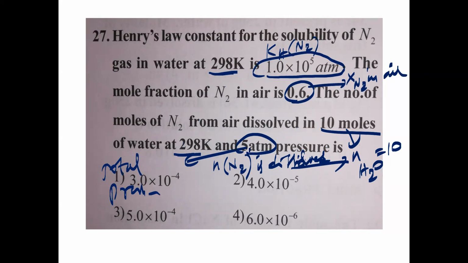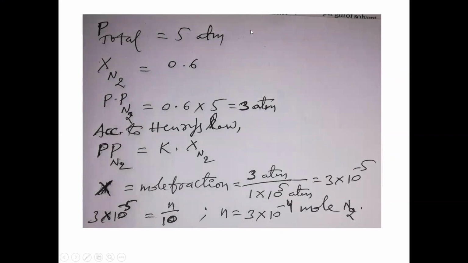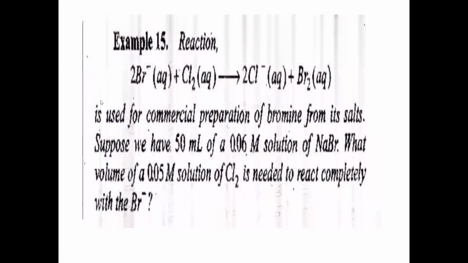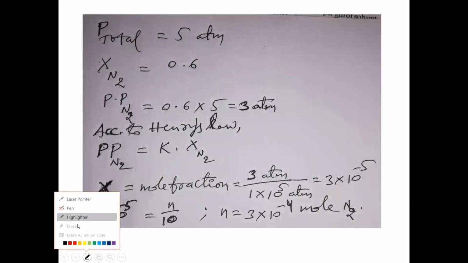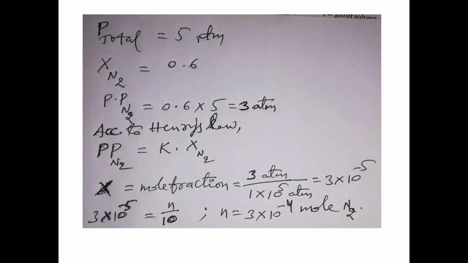So total pressure is given, and the mole fraction of nitrogen in air is given. Now we have to get the number of moles of nitrogen in water. Remember, the total pressure is given as 5 atm. Total pressure means the total pressure of the mixture, the gaseous mixture, which is 5 atm.